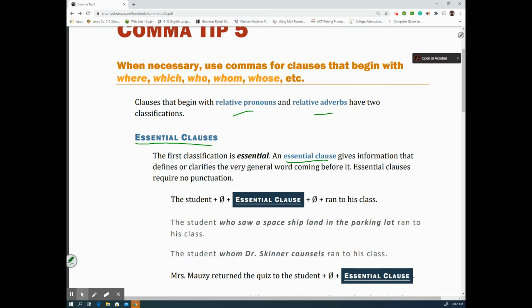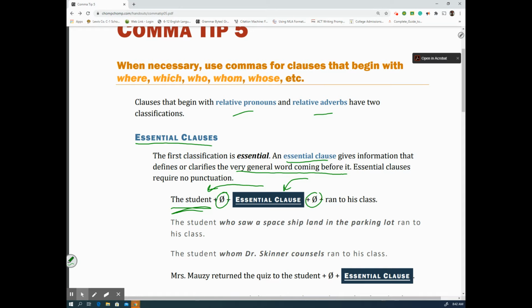In plain English, if I'm looking at a very general word coming before the clause, like student, it's like, who's this? I have no idea. How many students do I have? I've got a ton of them, right? Matter of fact, technically speaking, I have more than one. And so this is going to be considered a general term, and anything that they use to describe or, again, define or clarify which one I'm talking about, that's going to be considered essential. And I do not use punctuation there.